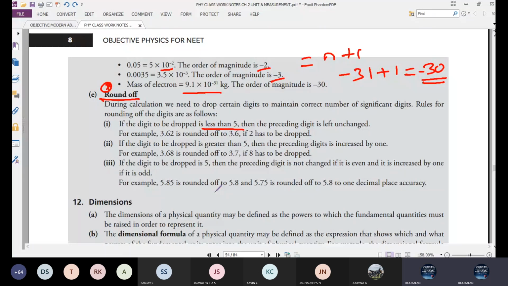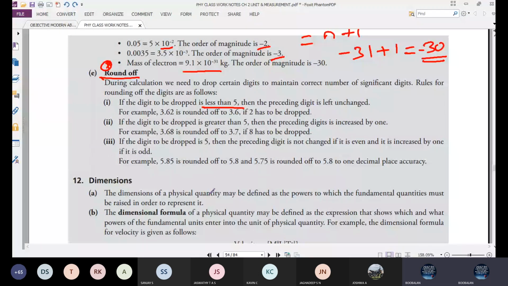Shall we go for next? Up to that, if you have any doubt, you can ask. So very simple, significant figures. Next one, round up. This is very important. Our old students already know very well dimension formula.